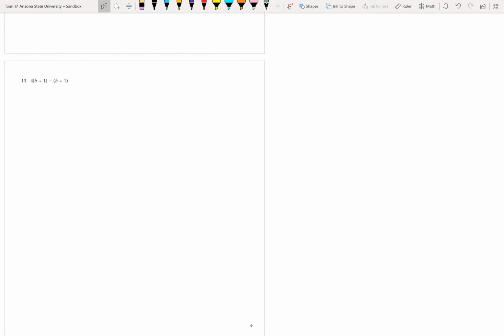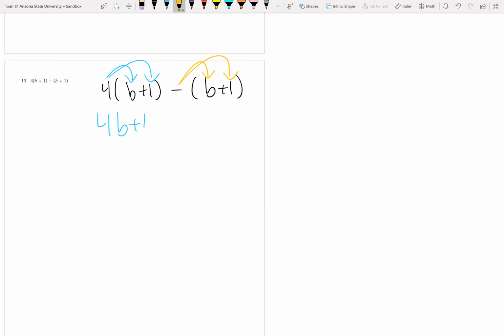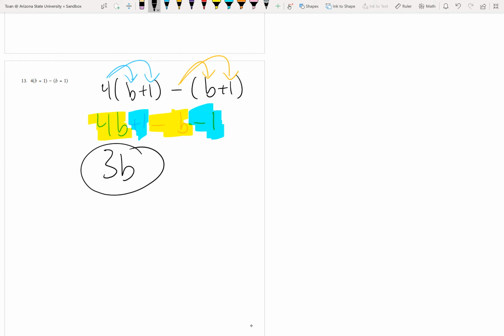Same thing with number 13, it's just combining like terms, but the idea is if you see parentheses, it usually means distribution. So for the first parentheses, you can distribute a 4. That gives you a 4b plus 1. For the second parentheses, you can distribute a negative. That's negative b minus 1. And then you can go ahead and combine like terms. You can combine the b's and combine the constants here. So notice that the yellow, 4b with a negative b, is 3b's. And then the blue, positive 1 with the negative 1, they all cancel out.